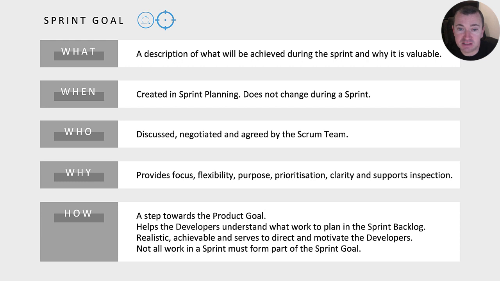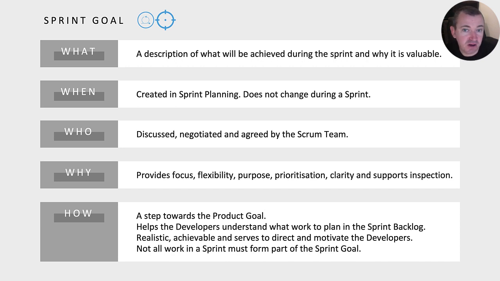A good practice is for the product owner to come into sprint planning with an objective in mind that will advance us towards the product goal. The product owner and developers discuss this objective and the related product backlog items and negotiate and agree a realistic sprint goal together. A good sprint goal provides focus.